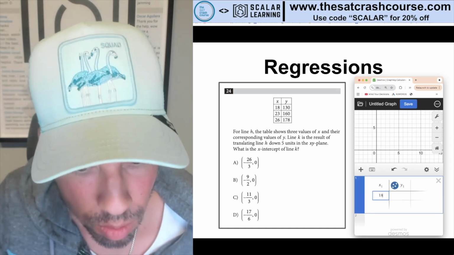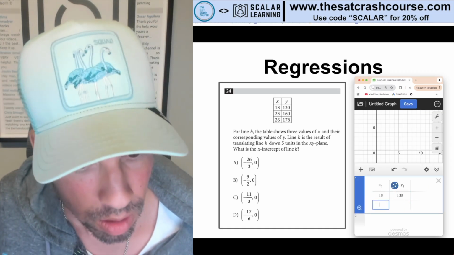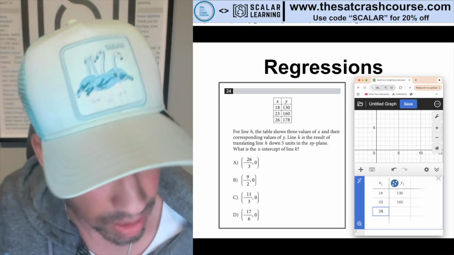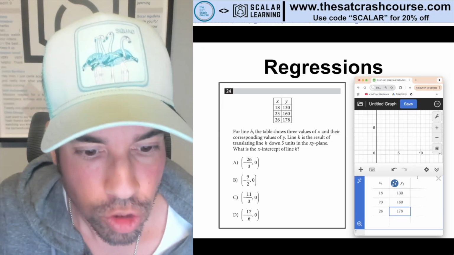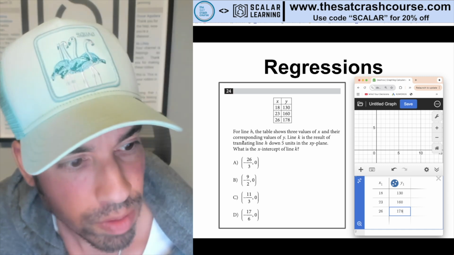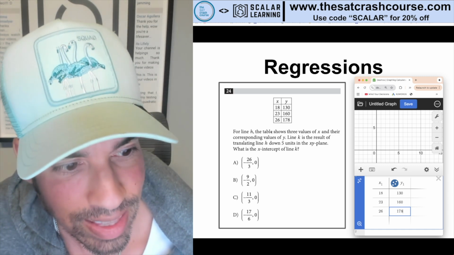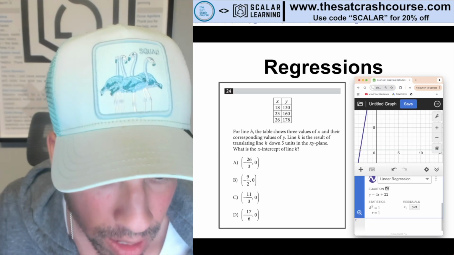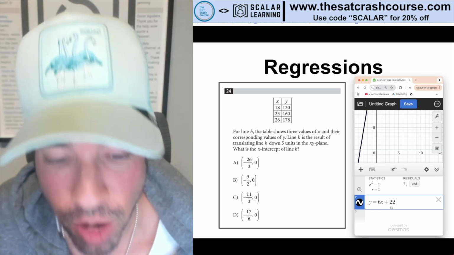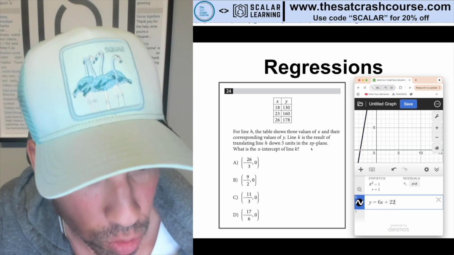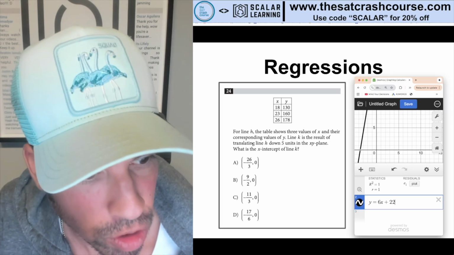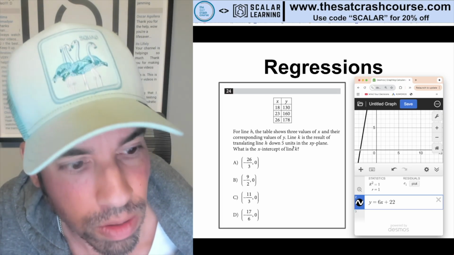So check this out. We got 18, 130, we've got 23, 160, and we've got 26, 178. The question gives 3 values of x and the corresponding y values. This is a line, so we're going to use our nice linear regression, and we got our linear equation. I just extracted it. Now we've got y = 6x + 22. Great. Then it says line K is the result of translating this down 5 units.